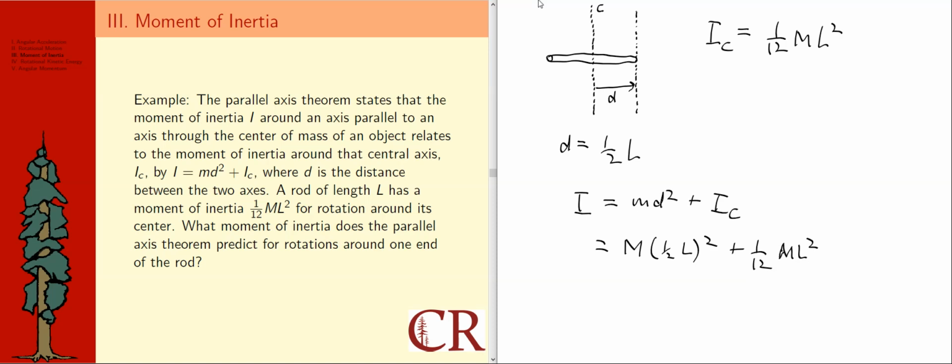So let's see, we got 1/2 squared there, so this is equal to 1/4 ml squared plus 1/12 ml squared, and 1/4 plus 1/12 is equal to 1/3 ml squared.